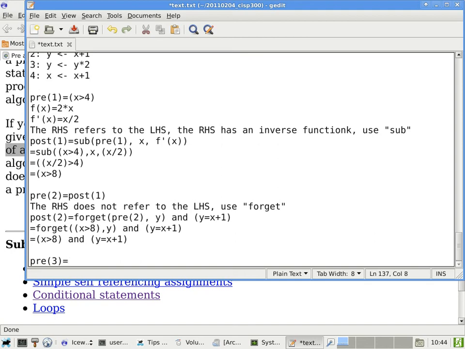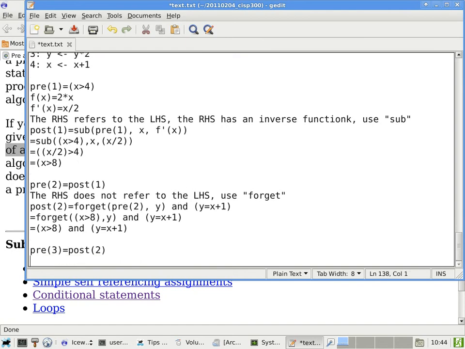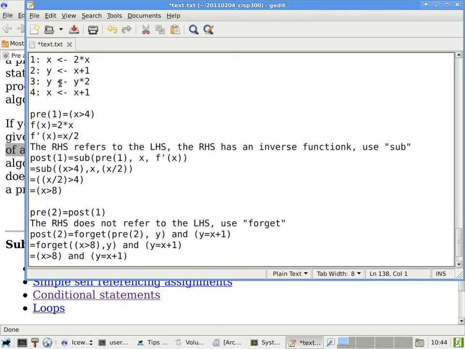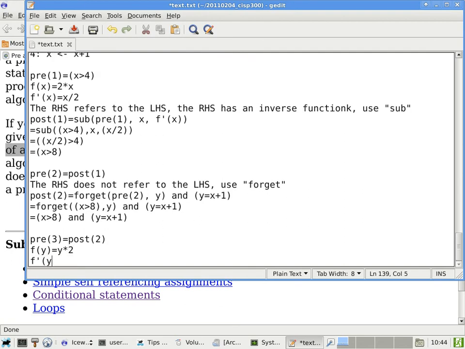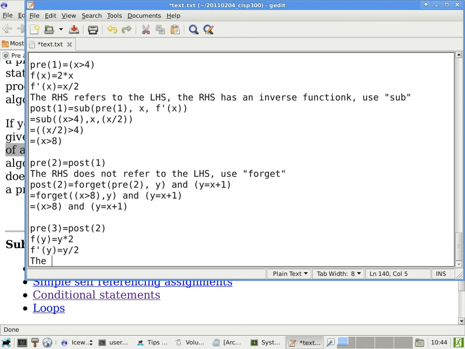So pre-3 is based on post 2. They're exactly the same thing. So we look at line 3. Well, the right-hand side does refer to the left-hand side, and it is also reversible. So we'll go ahead and say that. F of y equals y times 2. F prime of y is y divided by 2. And then I'm just feeling a little bit lazy right now.